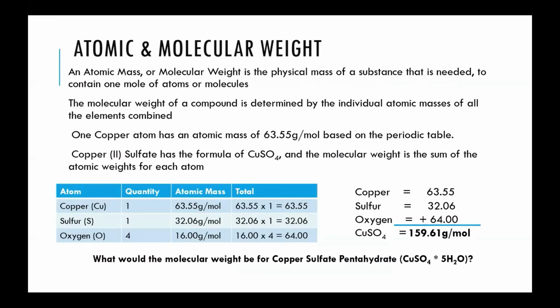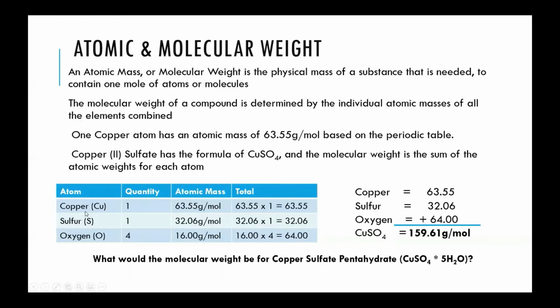You've probably gone over these already, but when you're looking to determine the molecular weight of a compound, you're taking the individual atomic masses of the overall compound itself and adding them all together. In this case of copper 2 sulfate, it's CuSO4. There's 1 copper, 1 sulfur, and 4 oxygens. Looking at the periodic table, you can find the atomic mass for each of these individual atoms, and then you're adding them all together to determine the molecular weight of the entire compound.